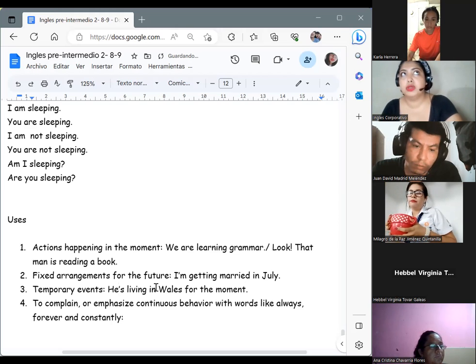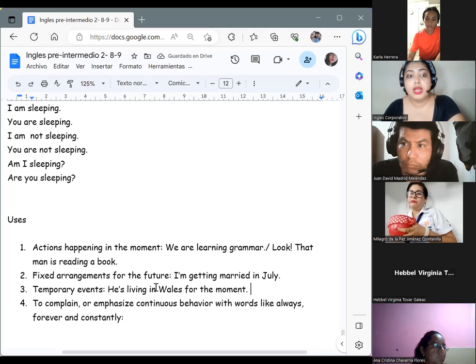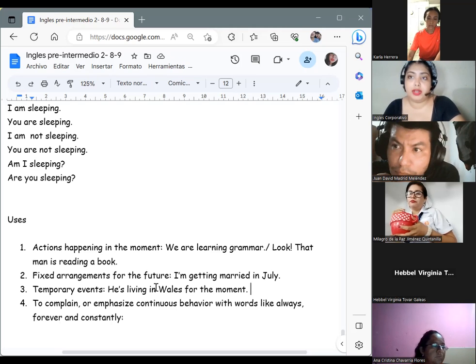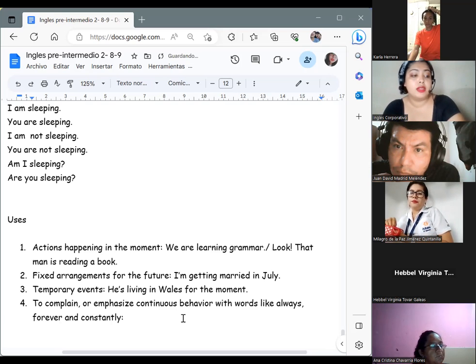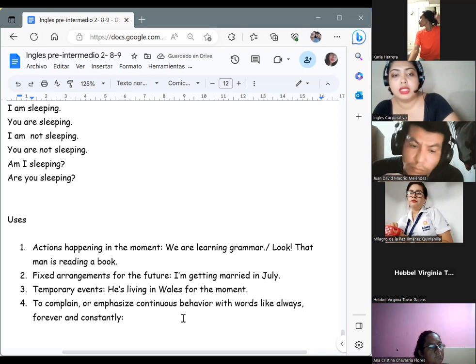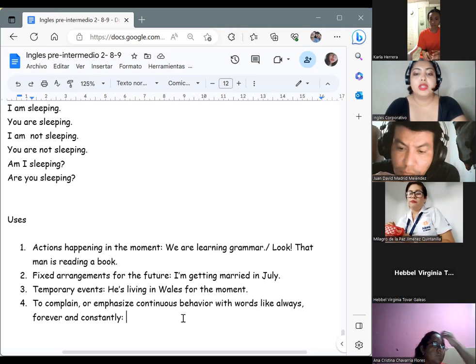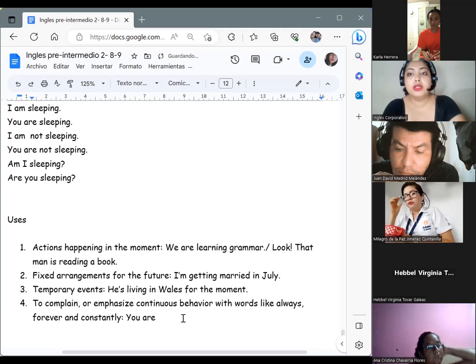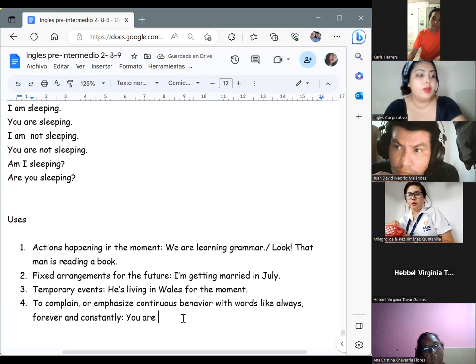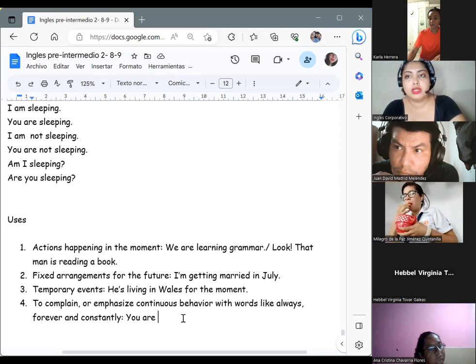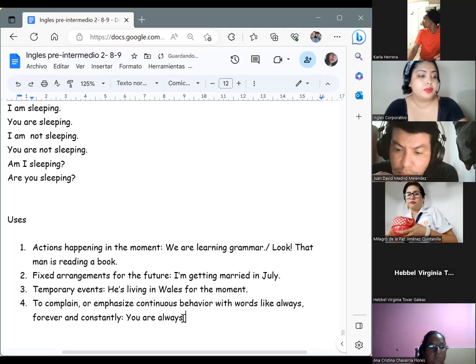Okay, in this case, it's related to days, months, weeks. We don't know. But he's not going to live there forever. It's going to be a very specific time in which he's going to live in that place, and then he is going to move to another new place. For the complain or emphasize continuous behavior with words like always, forever, and constantly, we have this one. You are. Here, we are not going to use the verb with the ing form first. In this case, we are going to use the word always. You are always leaving your socks on the floor.